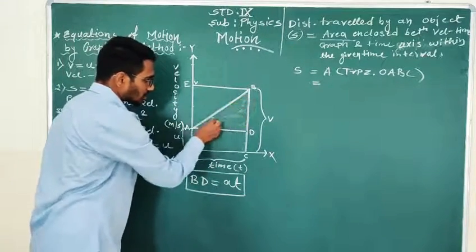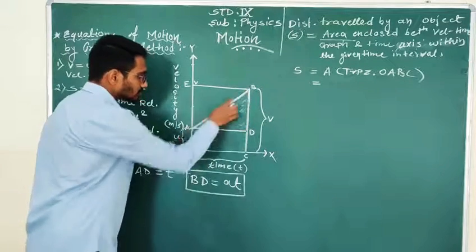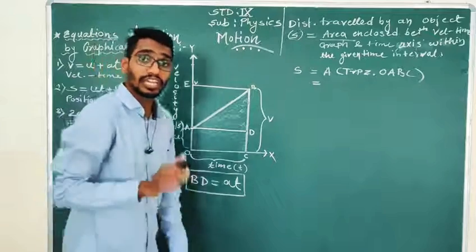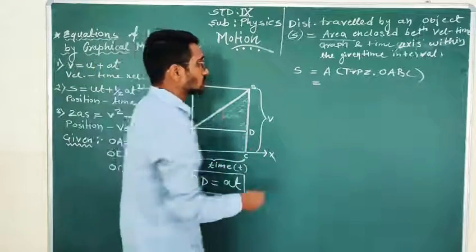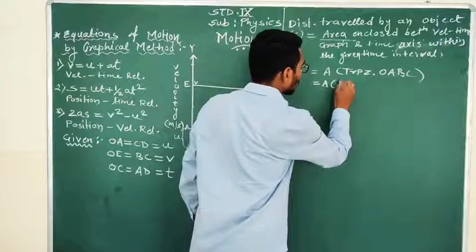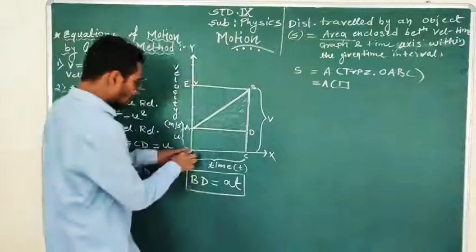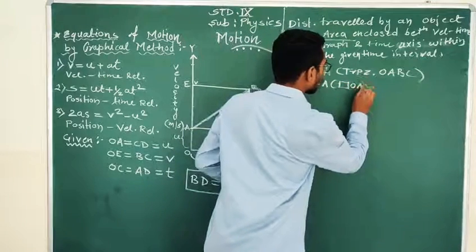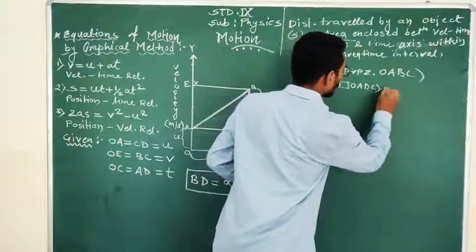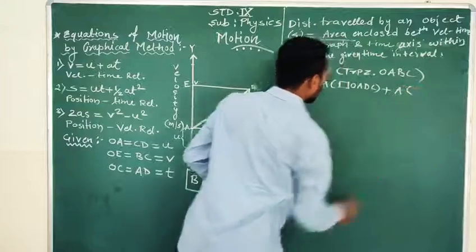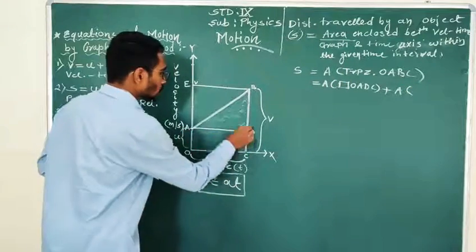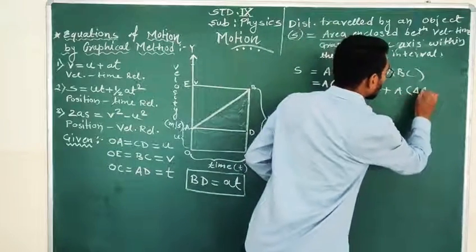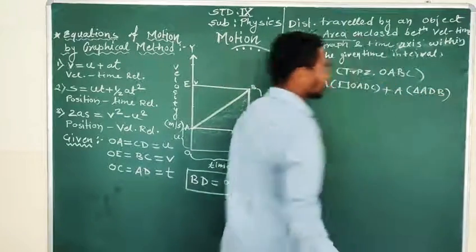See, this is a triangle and this is a rectangle, so we can calculate the area of this trapezium by using the area of rectangle OADC plus the area of this triangle ADB. Is it making sense?